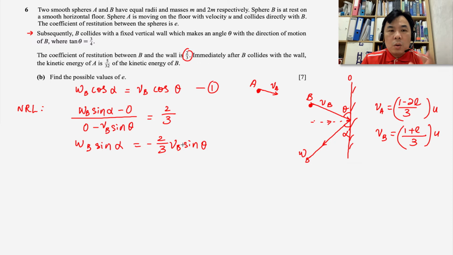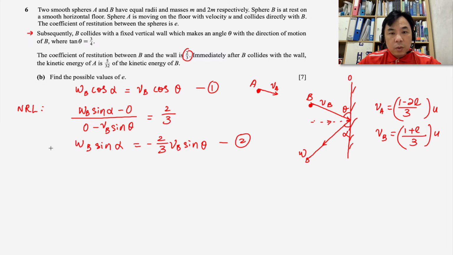There is nothing wrong with that actually, but most of the time textbooks don't tend to write the negative, because the negative just signifies that it's moving in the opposite direction. But if you do want to include that, by all means, you can. From here, we are interested in getting the speed of B after the impact with the wall itself. So we are interested in solving this simultaneous equation. We are not interested in the direction, so we can leave the alpha out at this point.